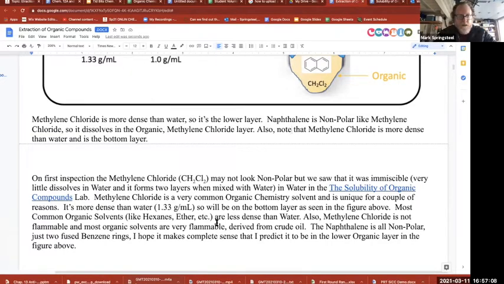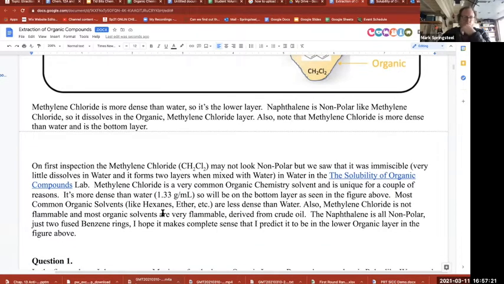So very flammable. Hexanes and ether are very flammable. Pretty much all organic solvents are very flammable. Most of them are from the petroleum industry, like distilling crude oil, and they're components of gasoline, which is very flammable. Okay, and then naphthalene's nonpolar, so it winds up going to the organic layer.